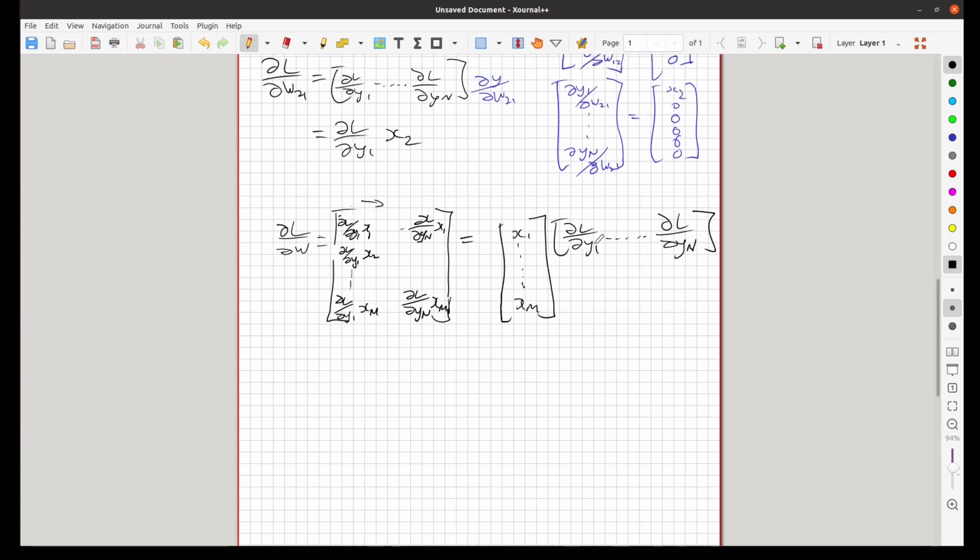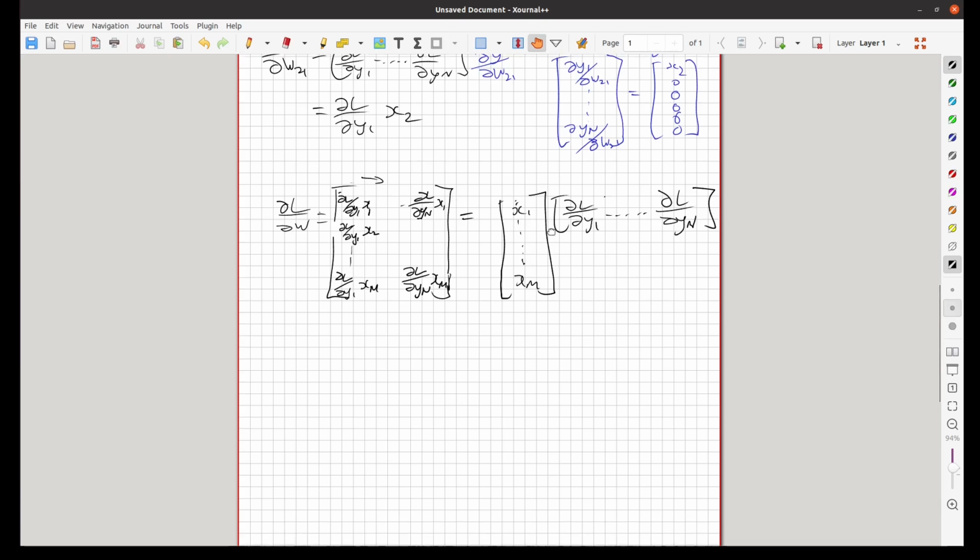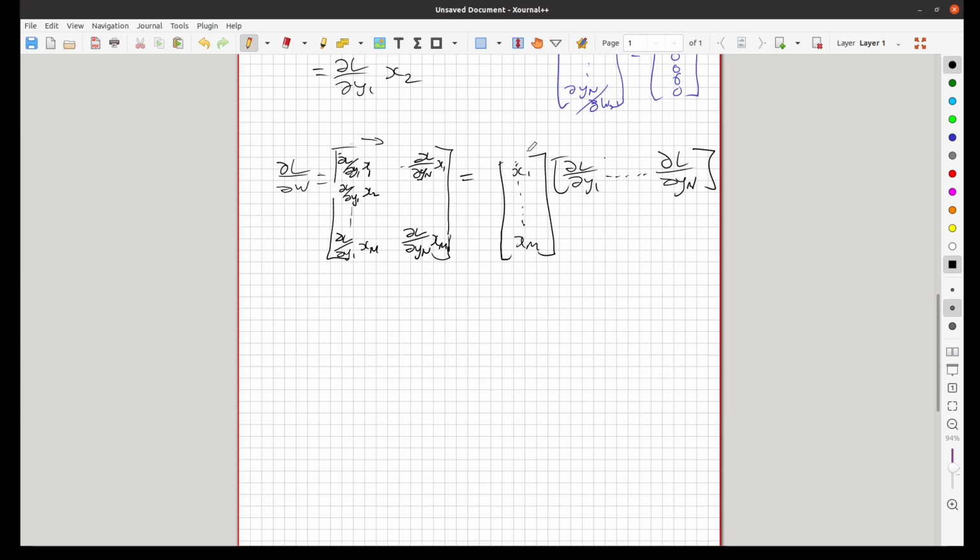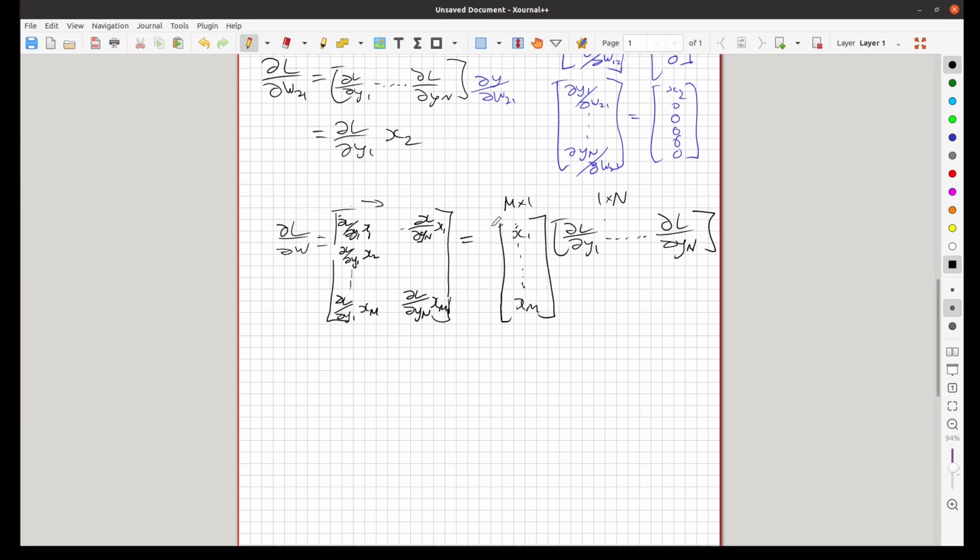So first element here times first element here gives you this element here, and then x1 by the next one, x1 by the next one, and that will give you the top row of this matrix, and then you do the x2s. And remember, this is an m by 1 matrix, and this is a 1 by n matrix, so the product will give you an m by n matrix, which is what we expect for dL by dW.